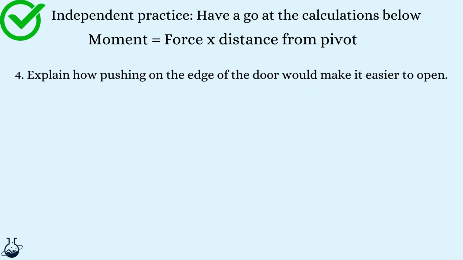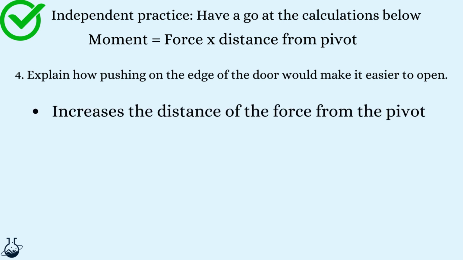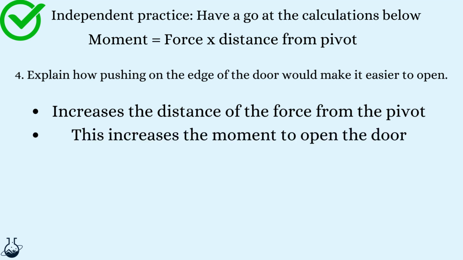Question 4 requires some words instead of numbers. We're going to use our knowledge to explain how pushing the edge of the door makes it easier to open. But we can still use the equation to help us because, remember, moments are connected by force and distance. Therefore, pushing the edge of the door makes it easier to open because it increases the distance of the force from the pivot, the hinges, which increases the moment to open the door.